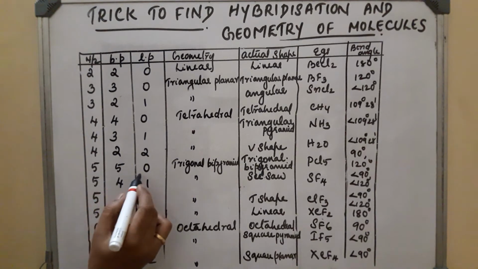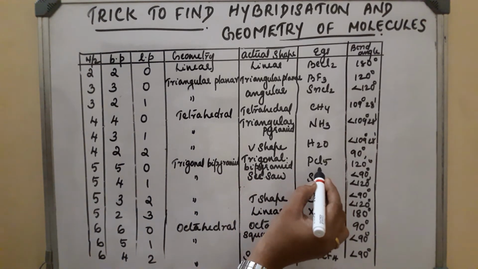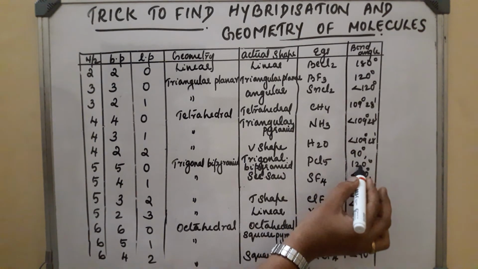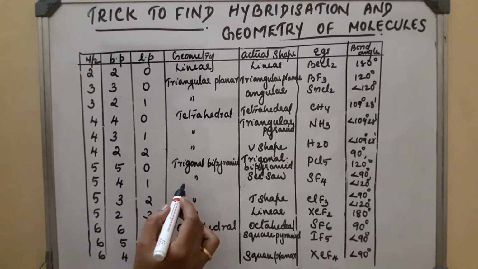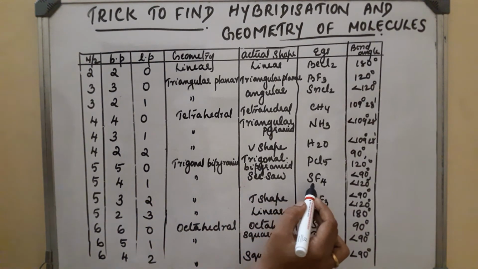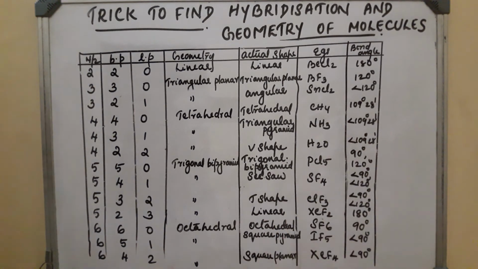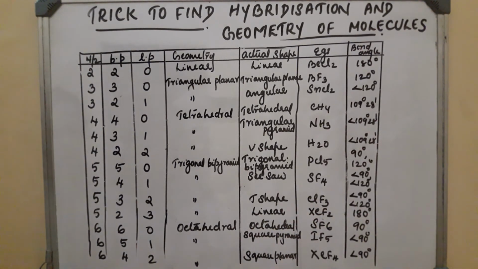Next, 5 5 0, shape is trigonal bipyramid, same shape. Example, PCl5, two angles are 90 degree and 120 degree. Next, 5 4 1, trigonal bipyramid gets distorted, so the actual shape is seesaw. Example, SF4, angle less than 90 degree and less than 120 degree. Next, 5 3 2, geometry is distorted, okay, T shape, ClF3, angle is less than 90 degree and less than 120 degree.